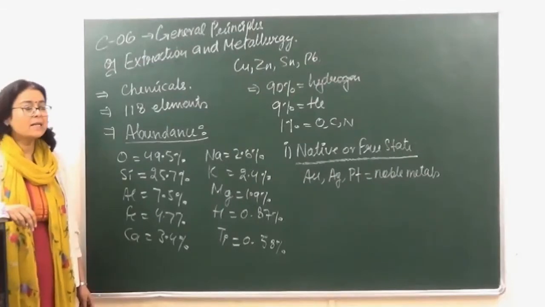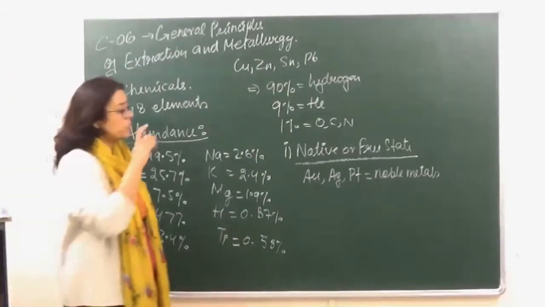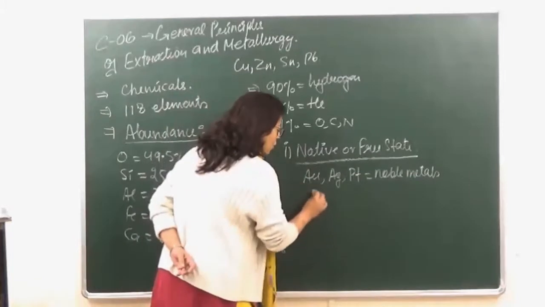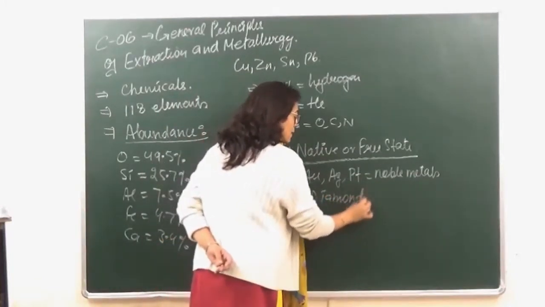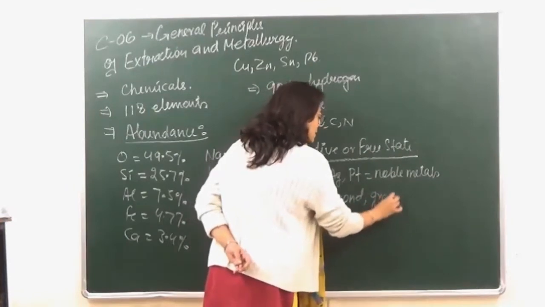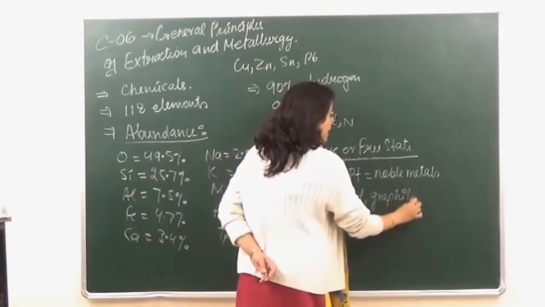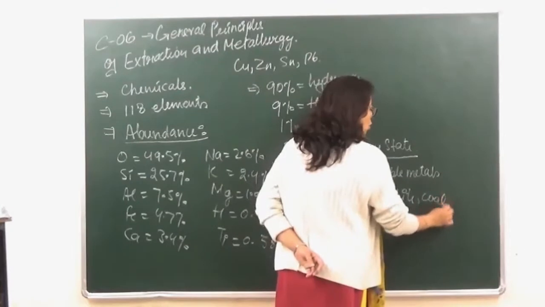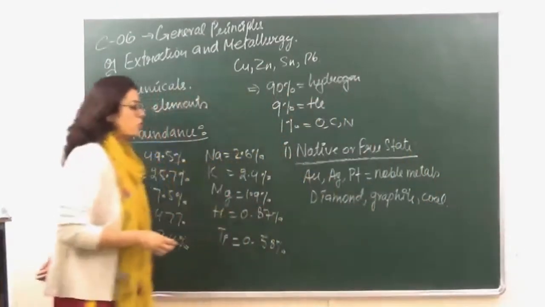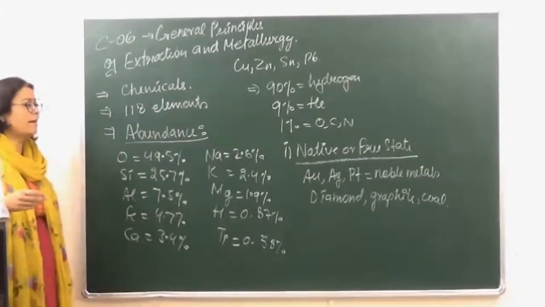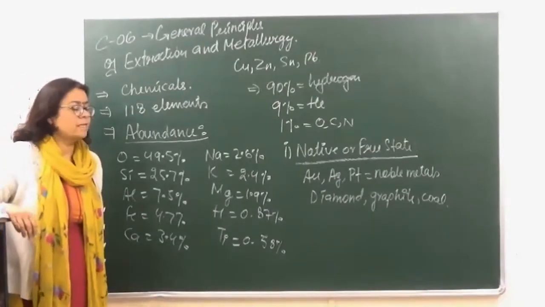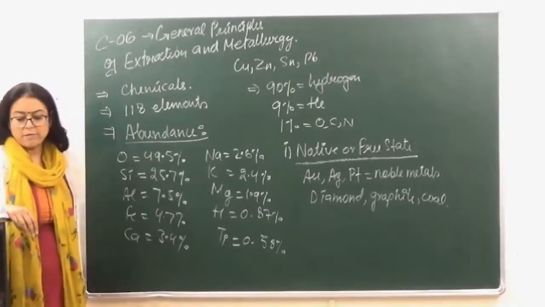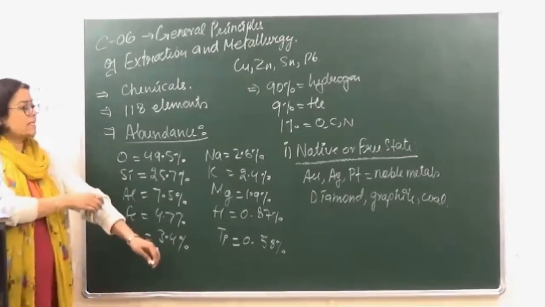Okay, then there are certain forms of carbon also which exist free in state or native in state. For example, diamond, graphite and coal. These are the three allotropes. Coal is the amorphous form and diamond and graphite are the crystalline forms of carbon which are present native in state.